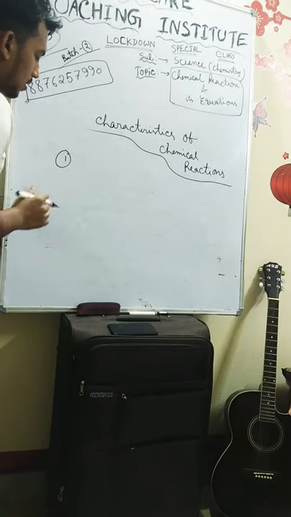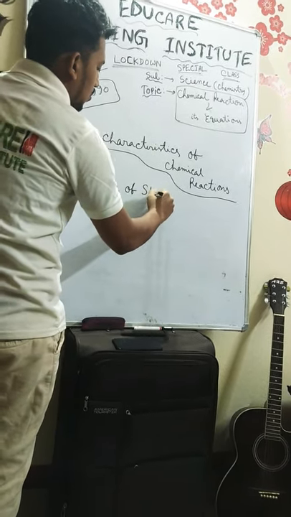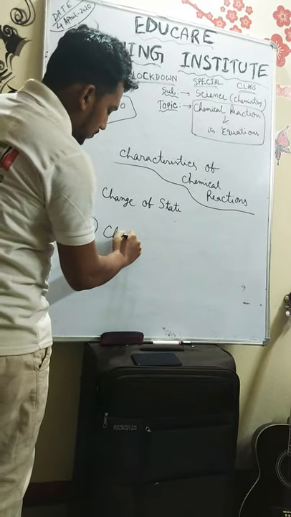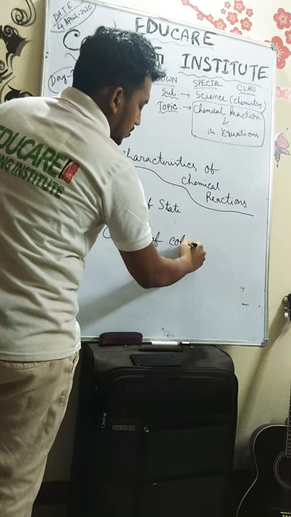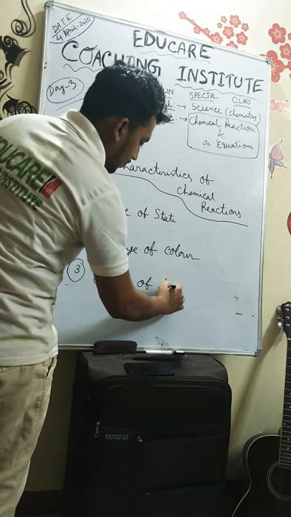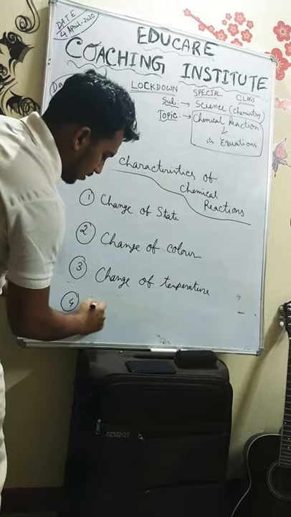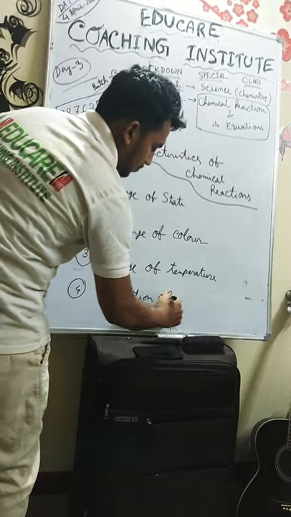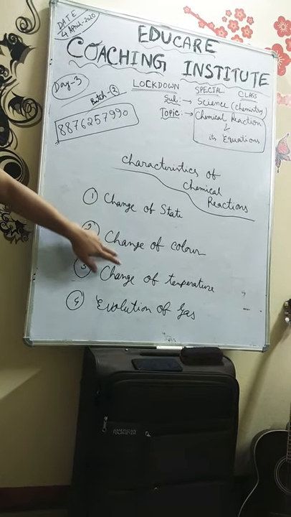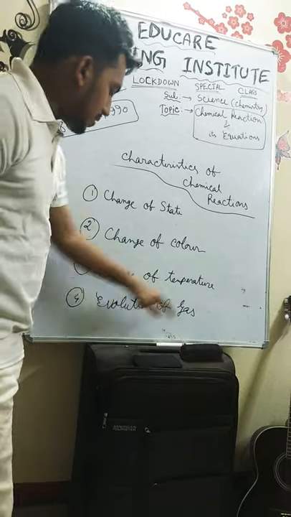These are, suppose number one, change of state. Change of color. Number three, change of temperature. Evolution of gas. So see, these are the four main characteristics. First one is change of state, change of color, change of temperature and evolution of gas.